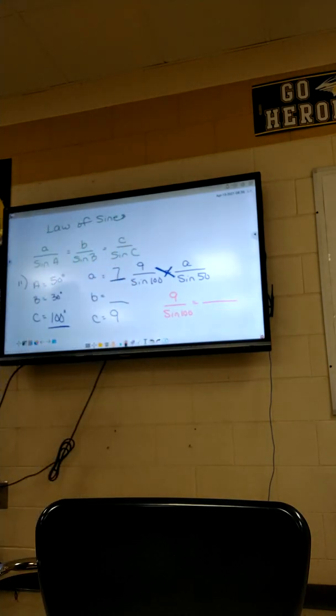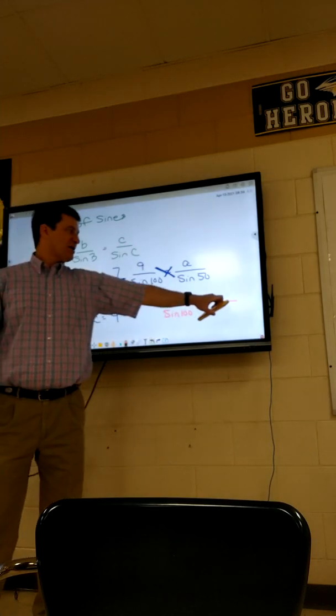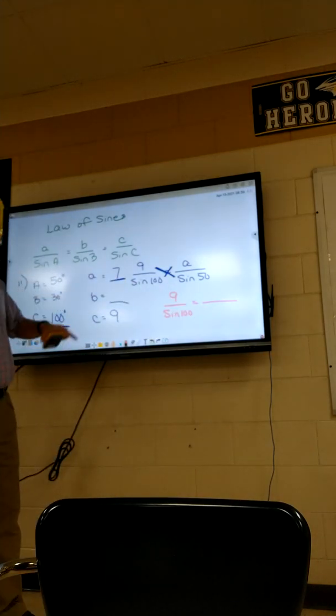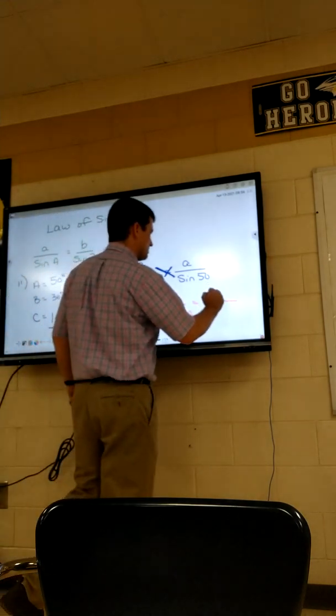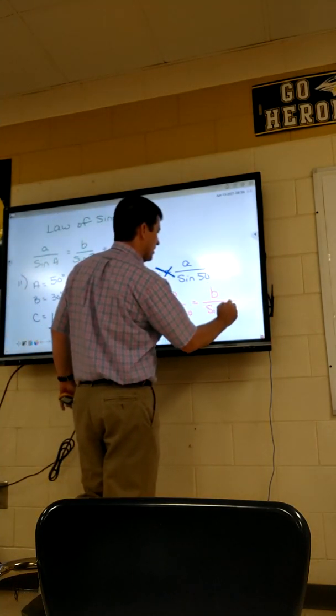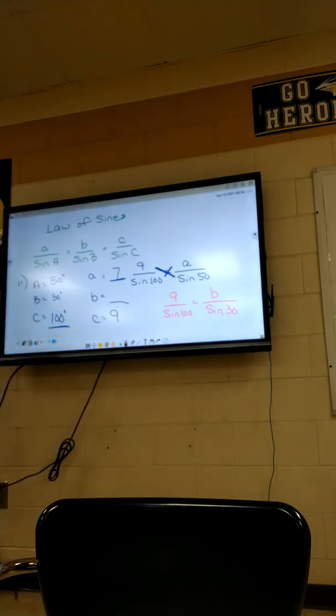All right, JP, how am I going to set my formula up on the right side of the fraction if I want to find little b? Little b on top, and then you're going to put sine of 30. Very good. All right, now you just cross multiply and divide. Somebody guess an answer. What y'all got? 4.56. We'll say 4.6.